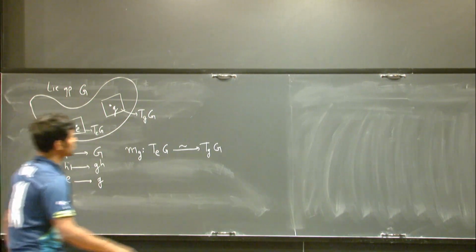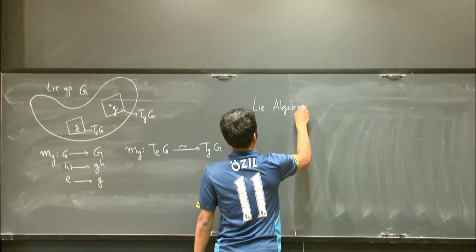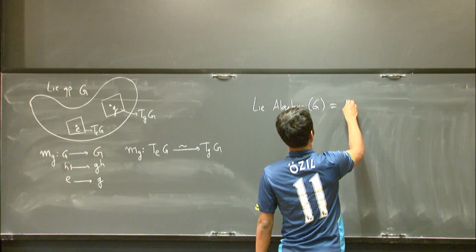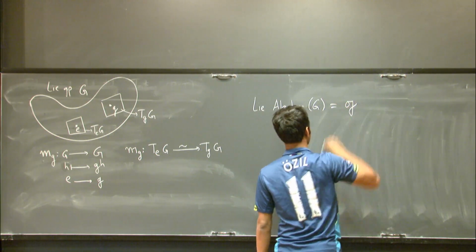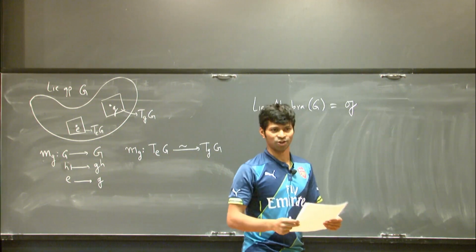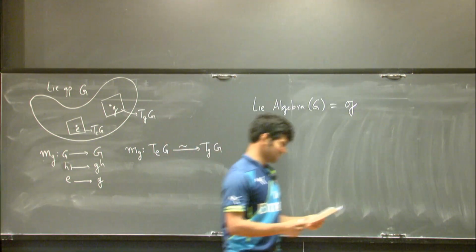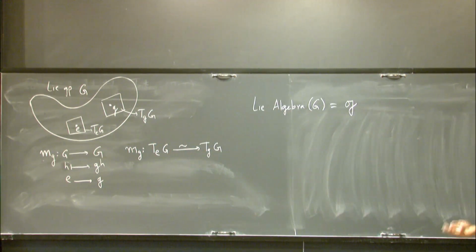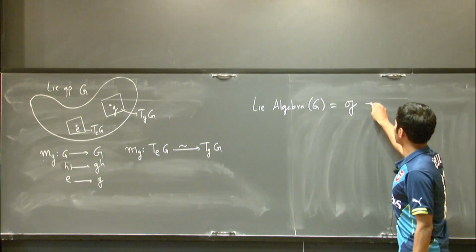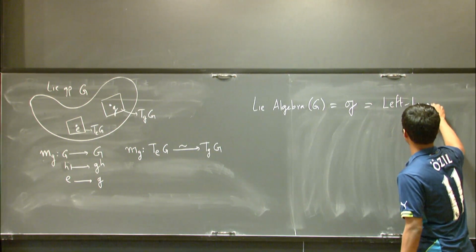Now I want to define the Lie algebra of G, which I am going to denote by this fraktur letter, just because I can't keep writing Lie of G all the time. Also because I will end up using it anyway when I don't think about it. So this guy is the space of all left invariant vector fields.